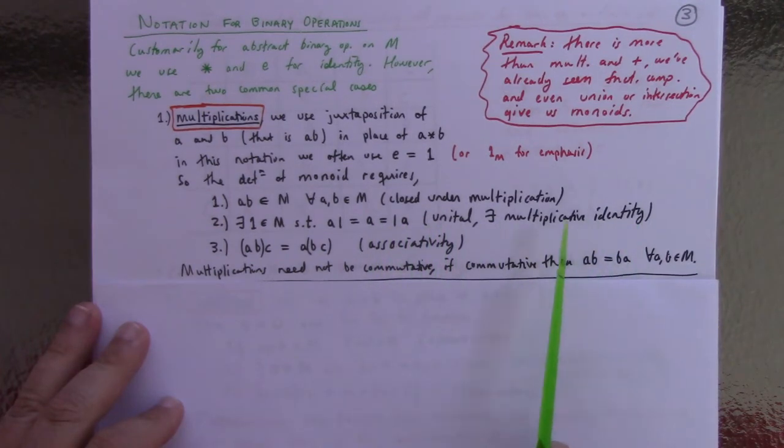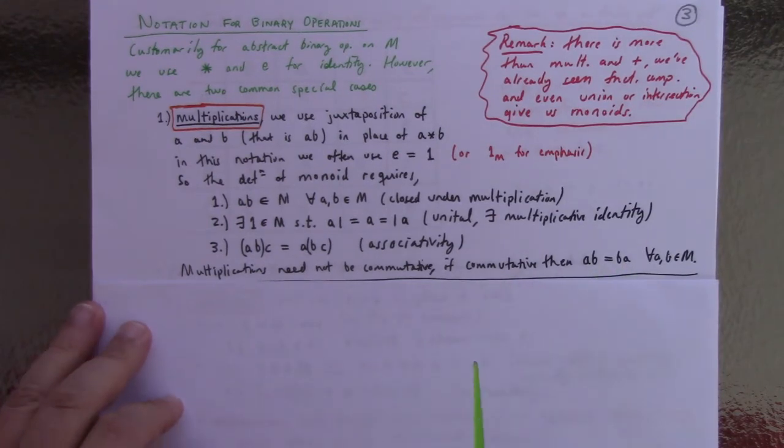So this is the multiplicative identity of 1. Associativity looks like this, right? No stars. Multiplications do not need to be commutative. If it is commutative, then we have A times B is B times A, right?